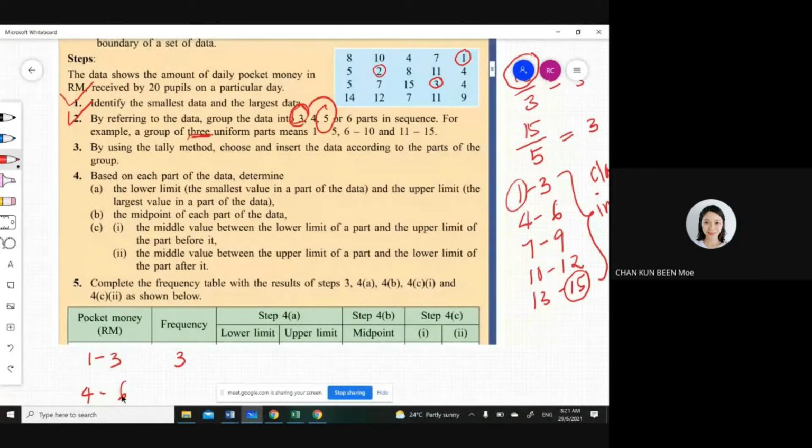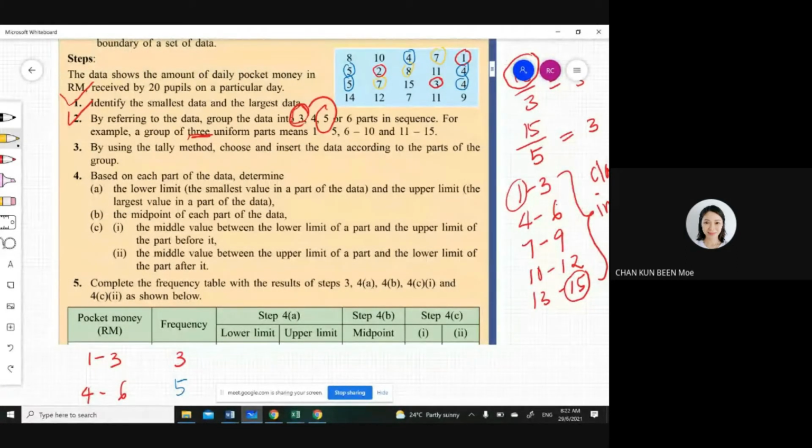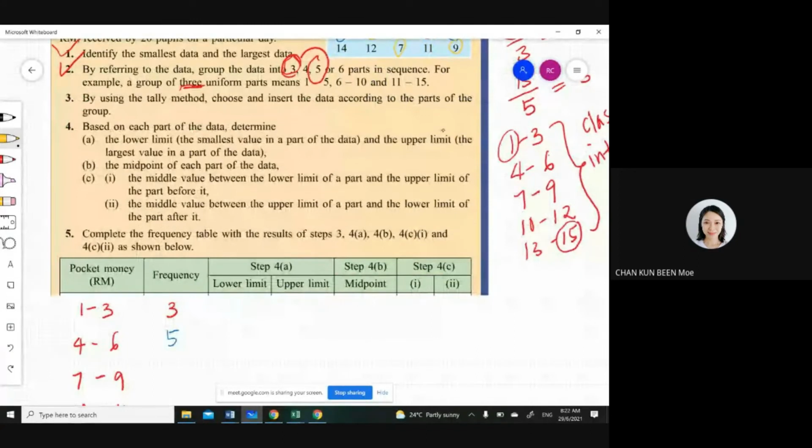Now, for class 4 to 6, can you help me to find out how many is the frequency for 4 to 6? I can use a blue one. How many? 4 to 6 means from 4 to 6: 4, 5. Okay, so the answer is 5. What about 7 to 9? I'm going to use a different color again. How much is the frequency? 1, 2, 3, 4, 5. Yeah, it's 6. Okay. What about the next one, 10 to 12?